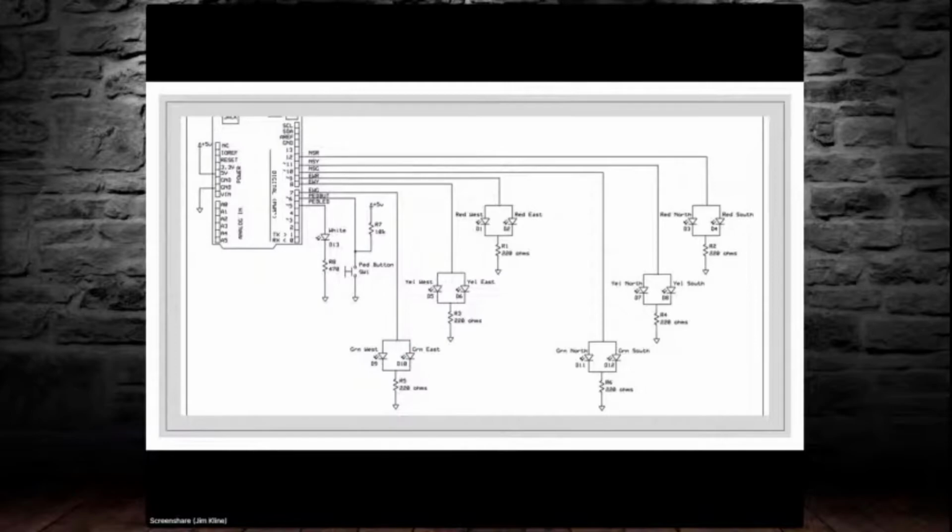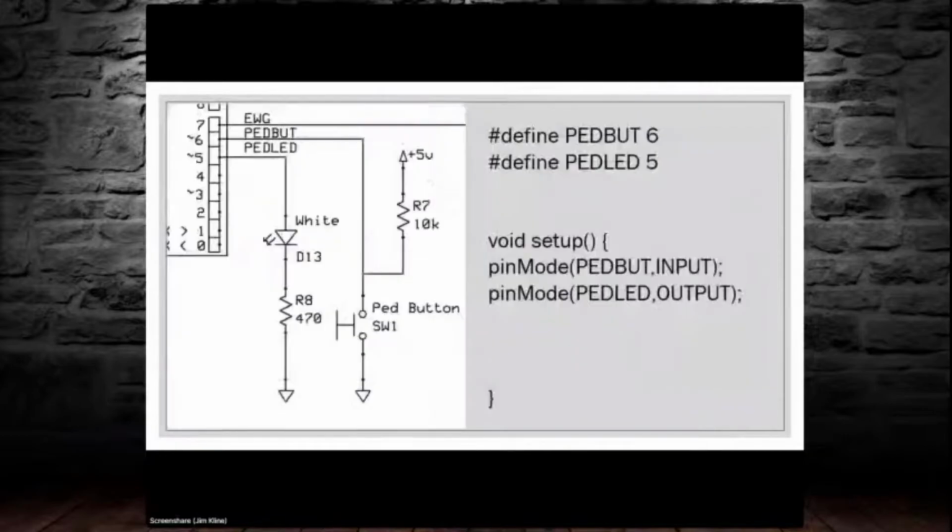The button is a normally open button with a resistor connected to 5 volts. The resistor is called a pull-up resistor, and it's there such that whenever the button is not pushed, we always have a high value or 5 volts on that pin. I've expanded or carved out a small area of the schematic to make it easier to see.